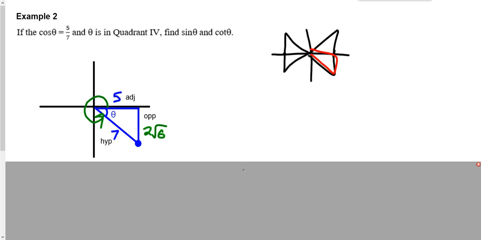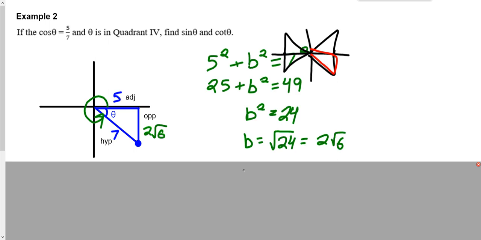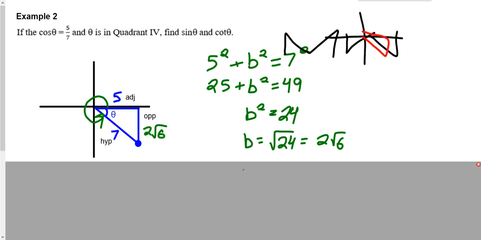And then we just need to solve for the missing side, which ends up being rad 24. But we can simplify that. That can become 2 rad 6. So if you have a radical that can be simplified, you should always do that, so your answers can be the most simplified.